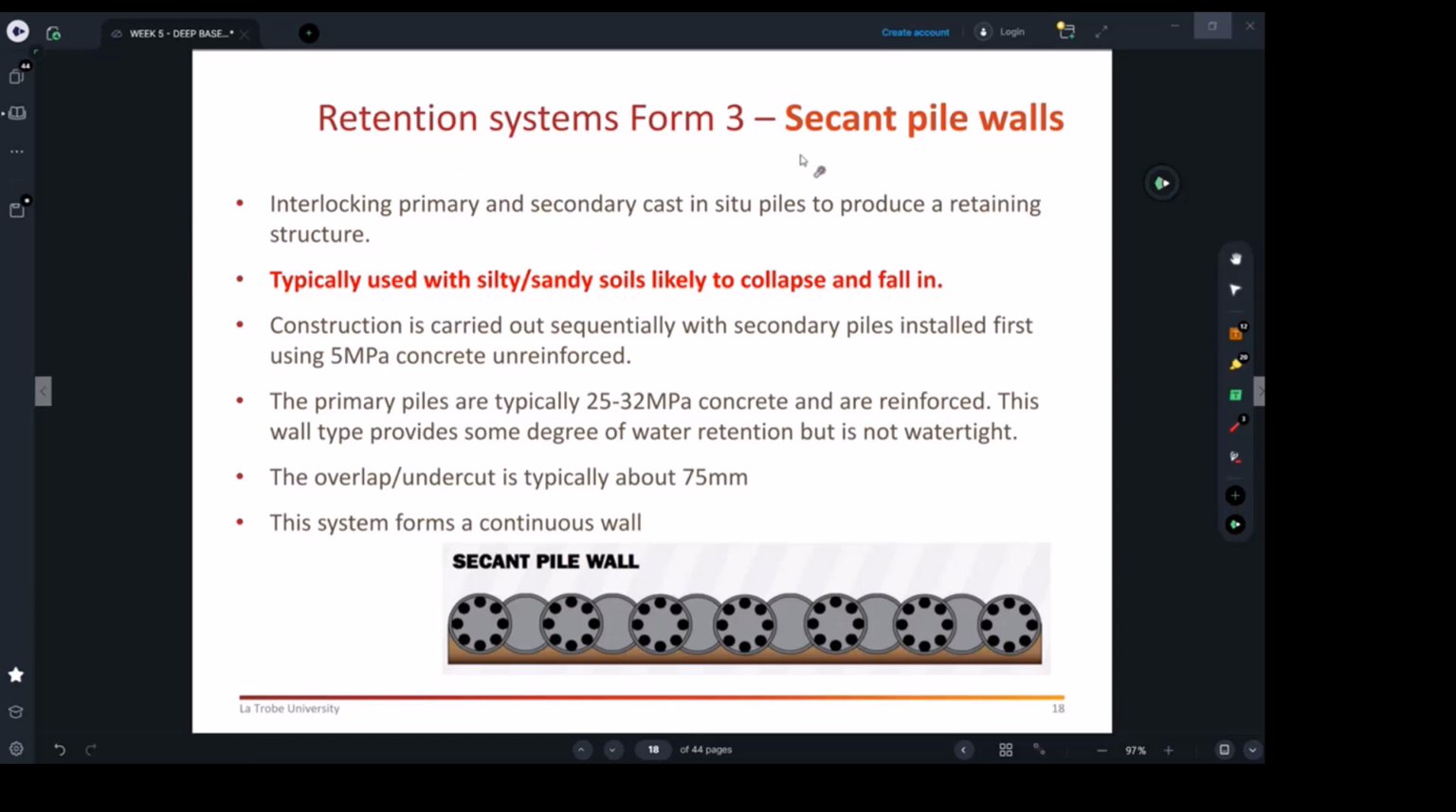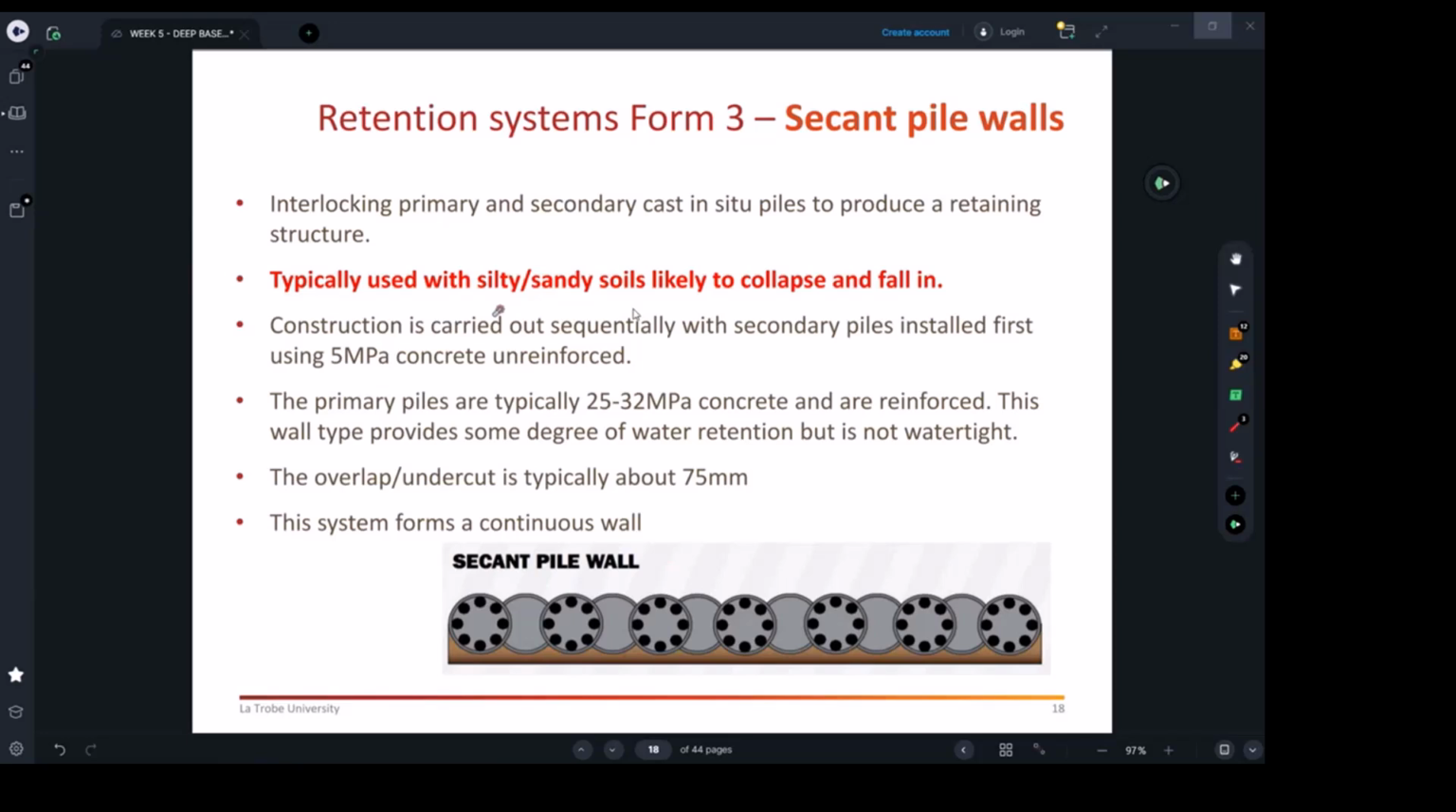Okay, that's the last one, the last type: secant pile walls. Yeah, the third type I'm introducing to you is this one here. You can see they are definitely used when you are working with silty, sandy soils likely to collapse and fall in. The soil report will tell us this, and the engineer will adopt it accordingly.